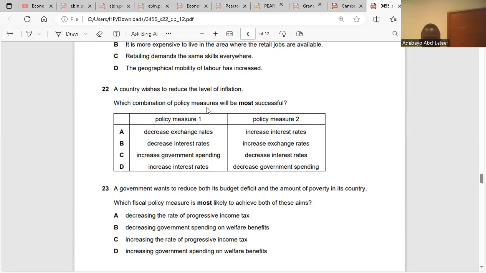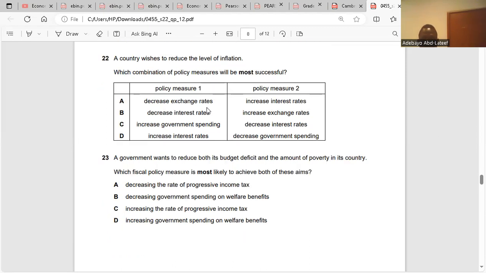Question 22. A country wishes to reduce the level of inflation. To reduce inflation, you have to think especially about demand pull inflation. If government wants to reduce demand pull inflation, government could increase interest rates. That reduces borrowing, and reduce government spending, because increasing government spending will increase aggregate demand. And so the answer is D. Is it clear? Yes.